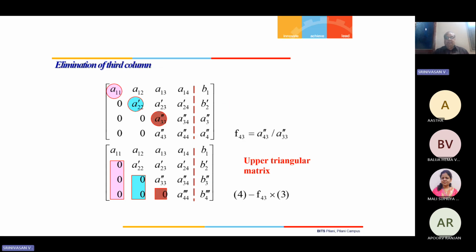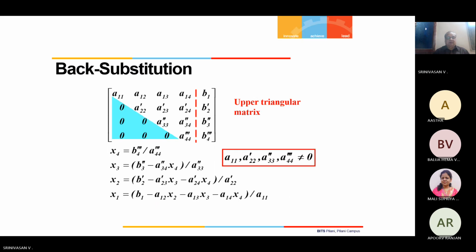Next, you are making zeros like this, isn't it? So F43 is F43 dash divided by A33 dash, the last one, for the upper triangular matrix, row 4 minus F43 into row 3, all those things. The same idea.